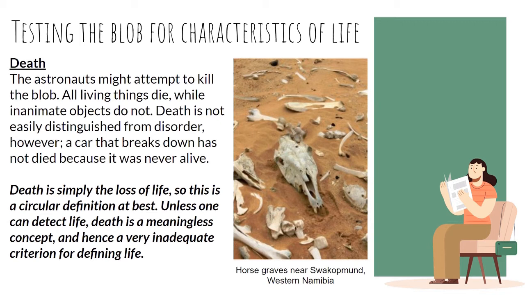However, death is not easily distinguished from disorder. One example is a car that breaks down; it has not died because it was never alive. It is actually quite a circular argument. It's also quite difficult to prove if something is living or not just by killing it. For example, a seed of a tree could remain dormant for many years.